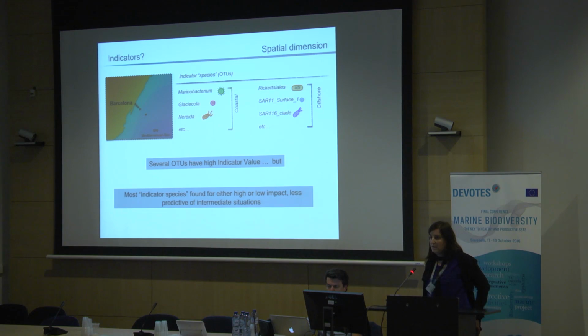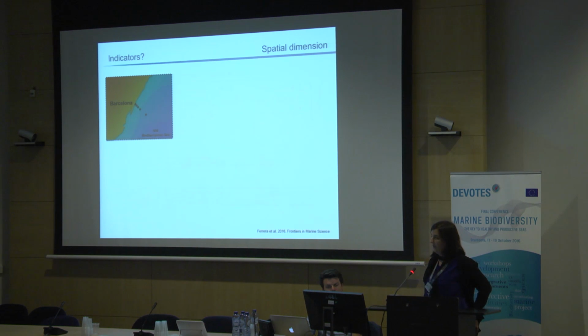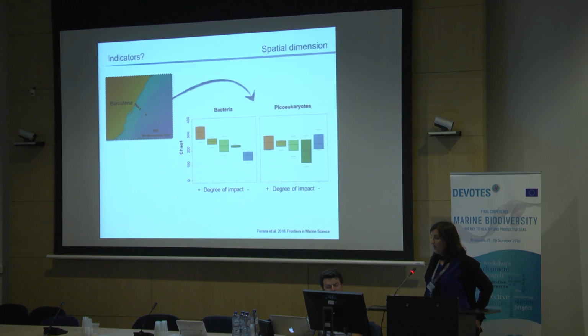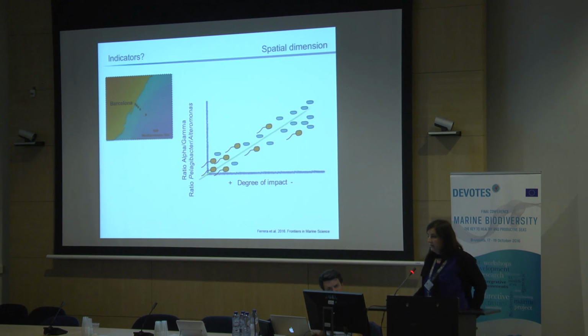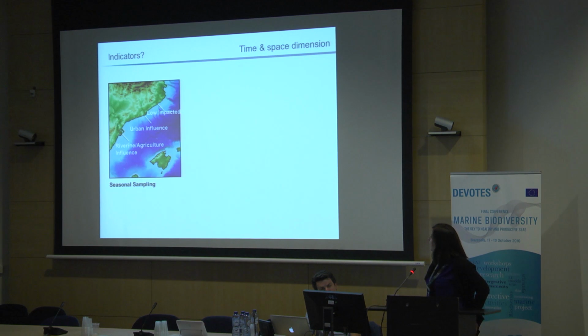So regarding indicator species or OTUs, which are proxies for species in bacteria, we did find some of them, but again, these were good for distinguishing the extremes, the very impacted area from the least impacted, but less so for the gradient. If we look at the indices, we found that in general bacteria seem to be more promising than small eukaryotes, and we found certain indices between different taxa of bacteria that had a good correlation with the degree of impact and could potentially be good.